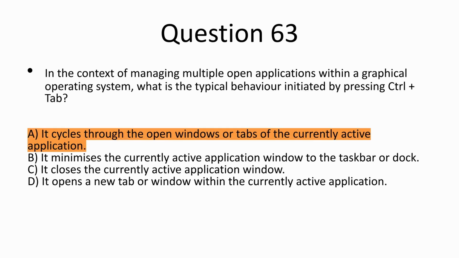In a graphical operating system, what is the typical behavior initiated by pressing Control plus Tab? The correct behavior is A. It cycles through the open windows or tabs of the currently active application.